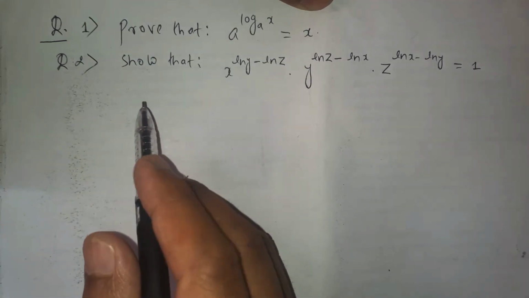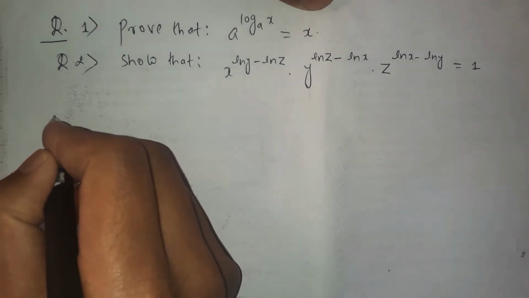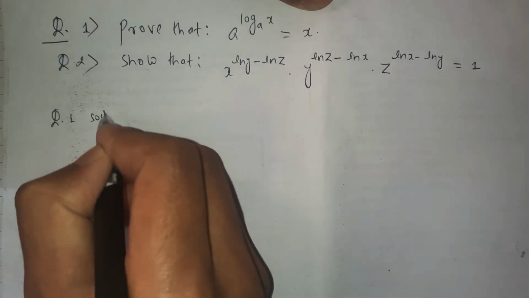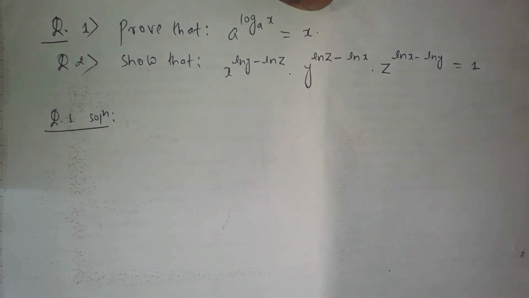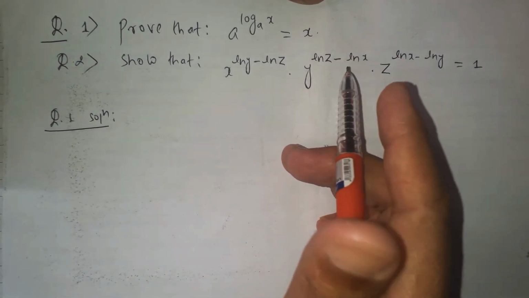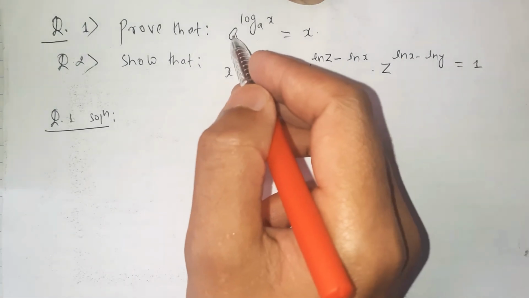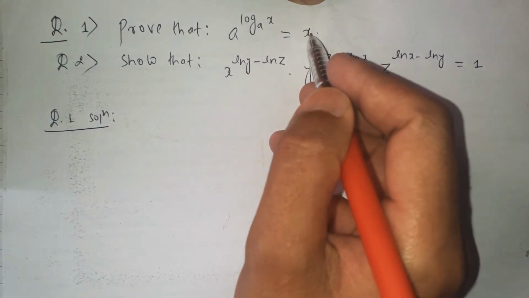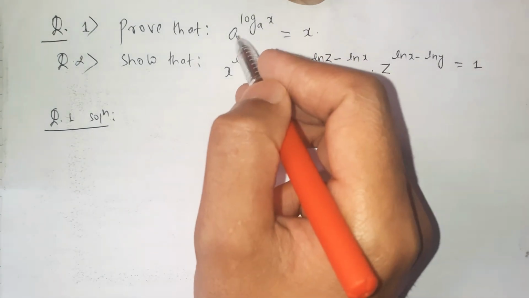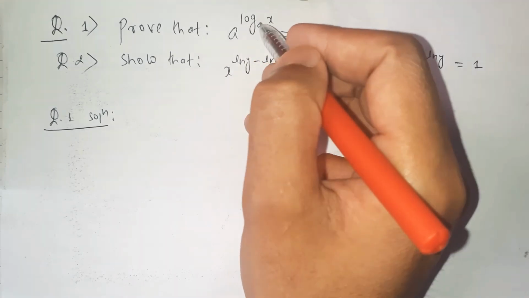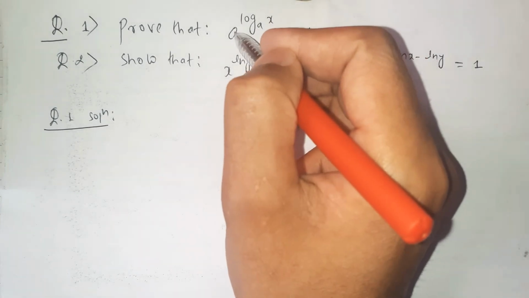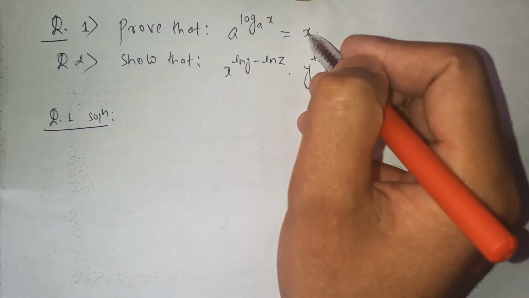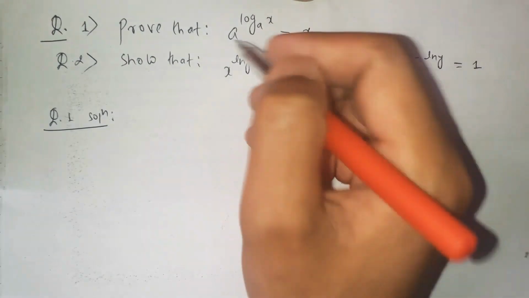Here I have taken two questions. Let's solve the first question first. Question number 1, solution. In question number 1, we have to prove that a to the power log of x with base a gives the result x. This is the very standard form: a to the power log with base a of x, then that will be cancelled out, only x will remain. Here we are going to prove this.